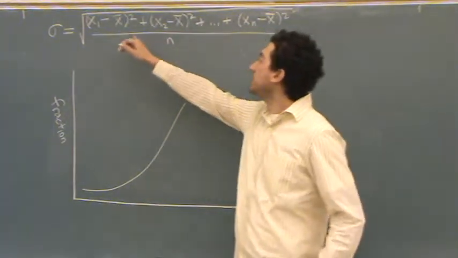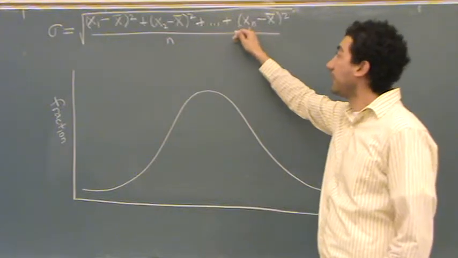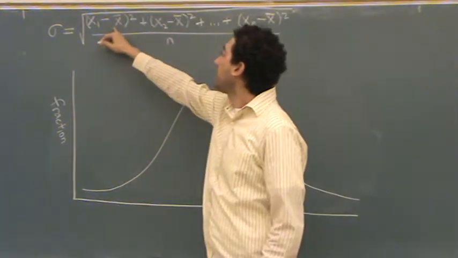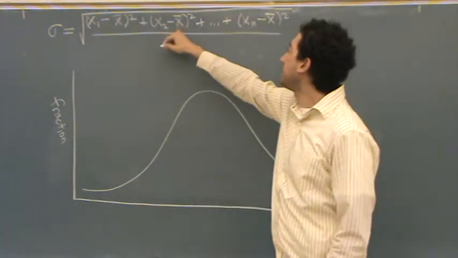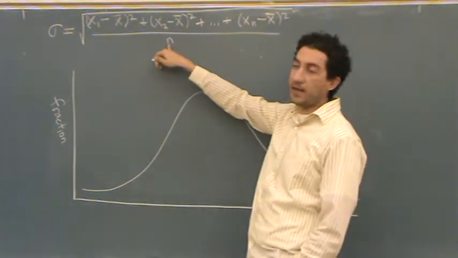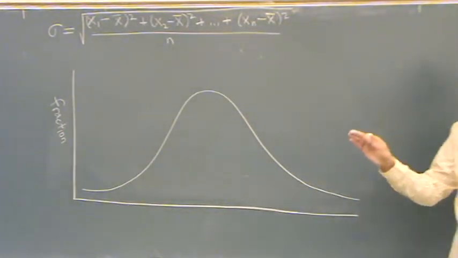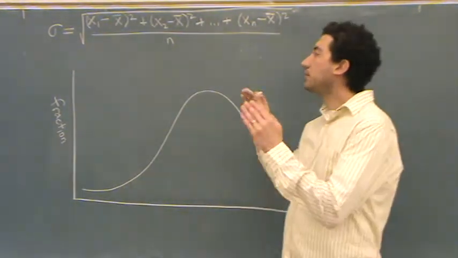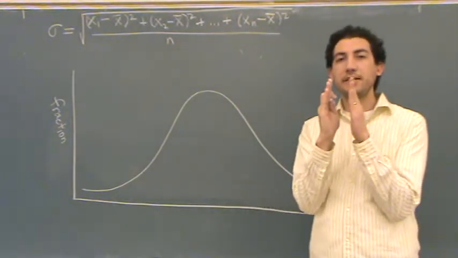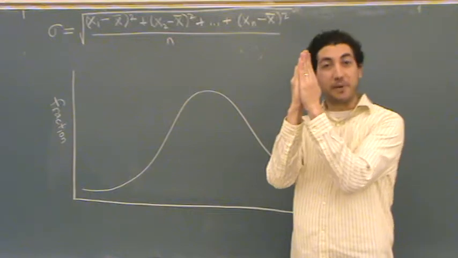Okay? So you see that each score, x1, x2, x3, x4, all the way up to xn, is calculated with respect to the difference from the mean and then squared. The whole thing is then square rooted. We divide by the total number, so it kind of looks like an average, but it's a measure of the distribution. So a really small standard deviation means that the bell curve looks kind of like a spike.